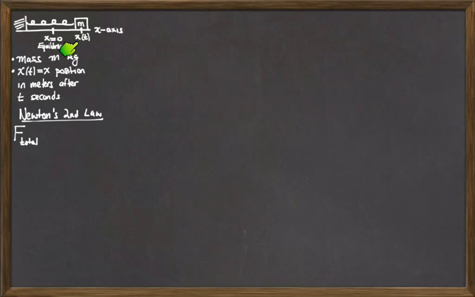We're going to let x of t represent the position of the mass on the x-axis here after t seconds. And our job is to come up with a formula for x of t. To do so, we're going to use the basic laws of physics, such as Newton's second law.